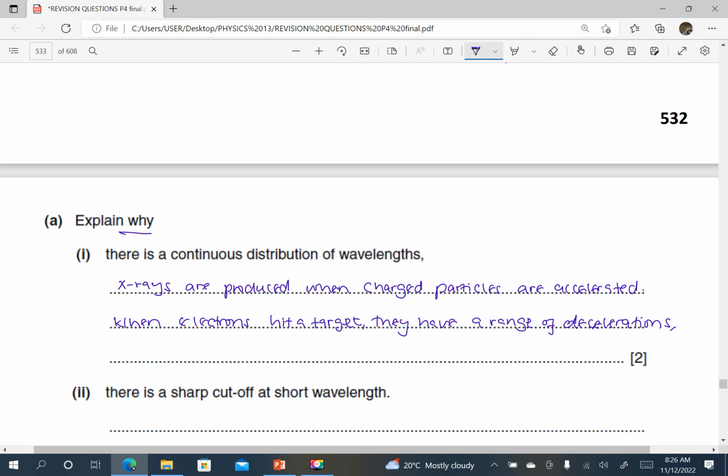When electrons hit a target, they have a range of decelerations. And we know that the energy of photons and thus wavelengths depend on the decelerations, hence having a range of wavelengths.